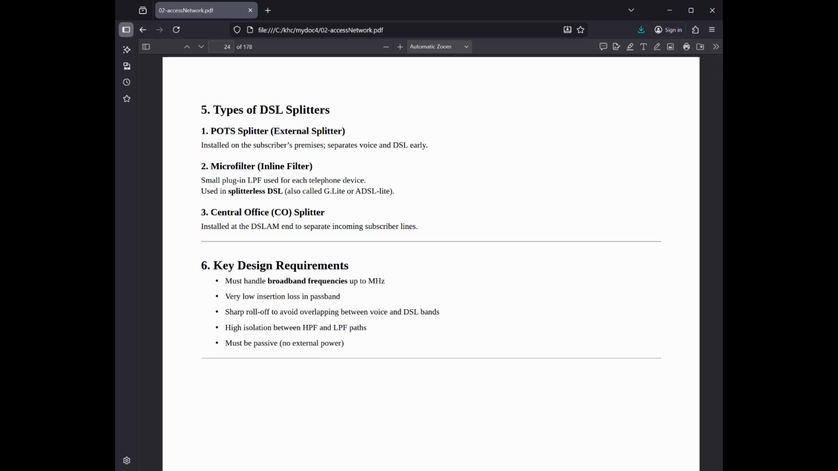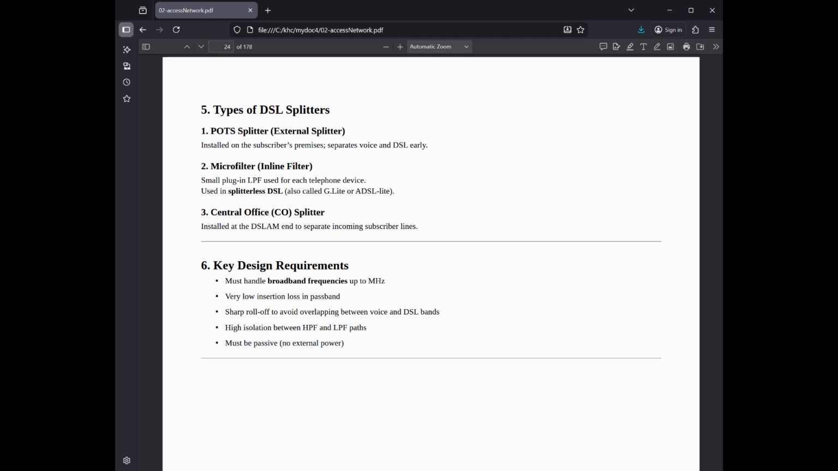Longitudinal balance: this measures the splitter's ability to reject noise from external electromagnetic sources. Requirements are often greater than 70 dB to ensure a clean signal. Isolation: during on-hook/off-hook transitions, the splitter must protect the DSL service from sudden impedance changes and ring trip interference.